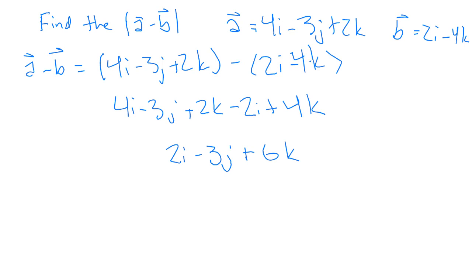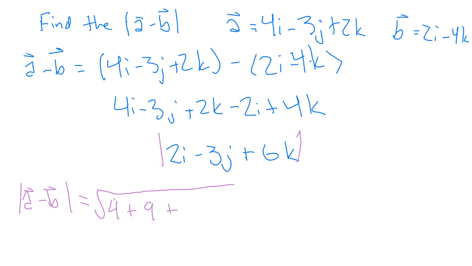So now what we need to do is find our magnitude of this. So our magnitude of a minus b is just going to be the square root of 2 squared, so 4, plus negative 3 squared, which is 9, plus 6 squared, which is 36, which gets us the square root of 49, which gets us to 7.